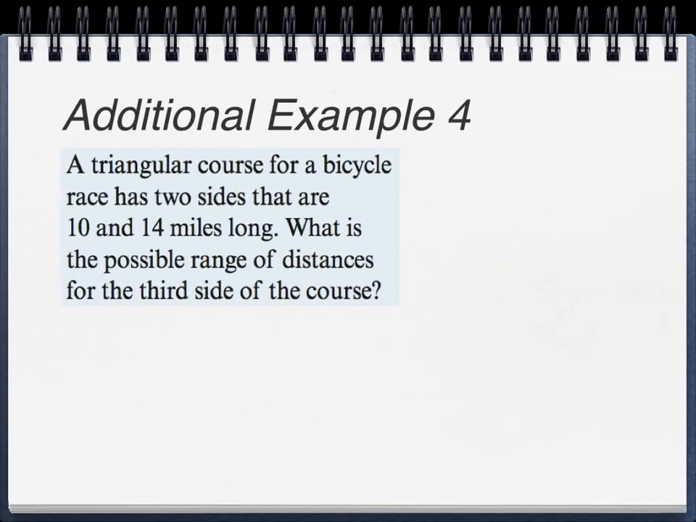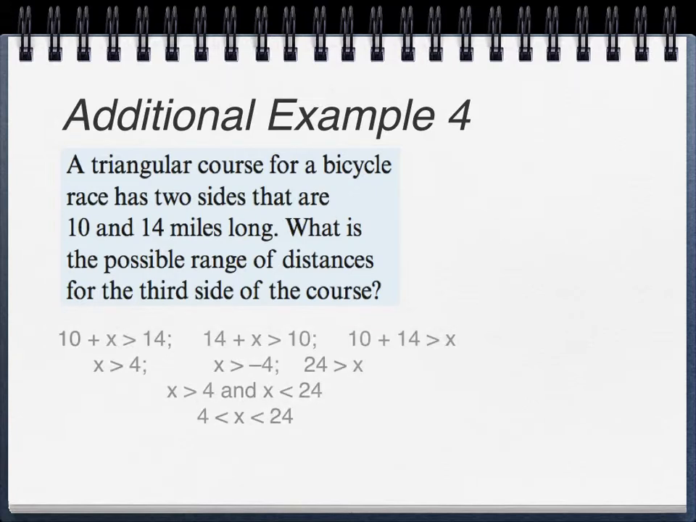Okay, now a little application problem. A triangular course for a bicycle race has two sides that are 10 and 14 miles long. So what are the possible range of distances for the third side? So how could this be designed, right? So we'll set up our inequalities using 10, 14, and x. We'll solve for x. We'll throw out that middle inequality, and our compound inequality means x has to be between 4 miles and 24 miles, greater than 4 but less than 24.